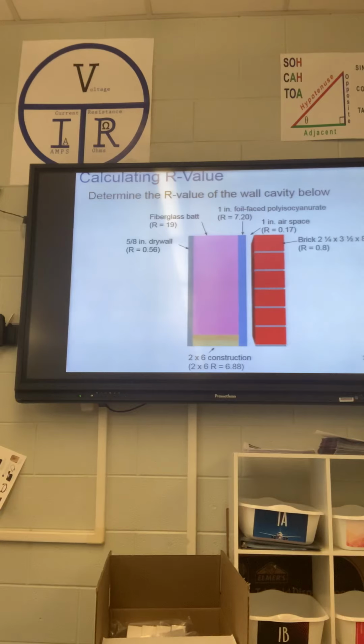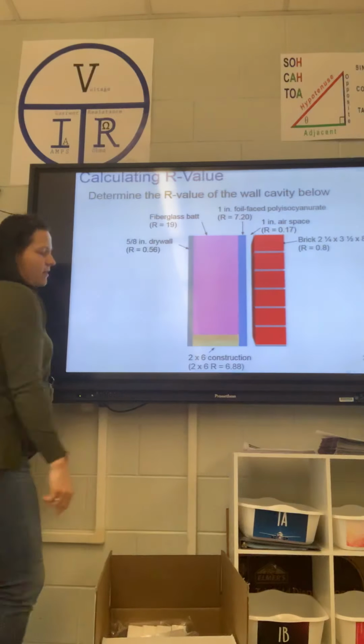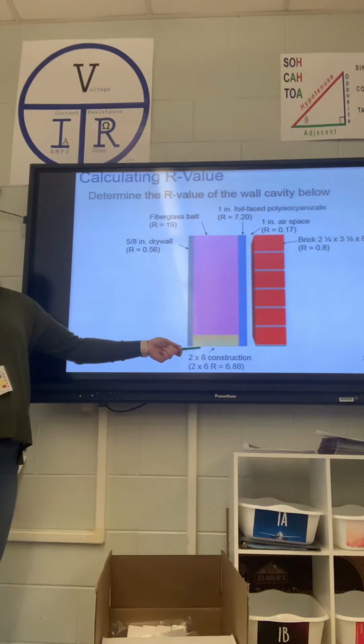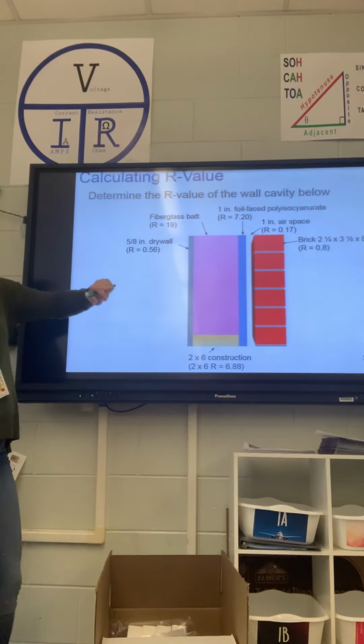All right, so let's look at a house. And we're determining the R value at the wall cavity. So the wall cavity is through this part here. These down here are two studs. So these would be like the studs in your floor. Just know the difference between them.